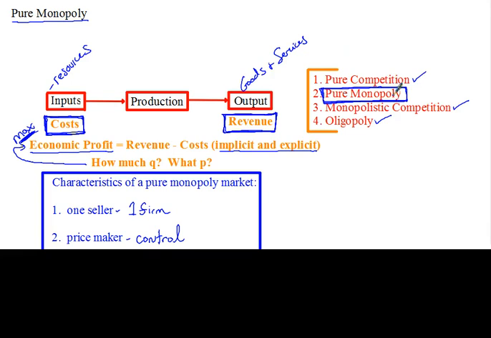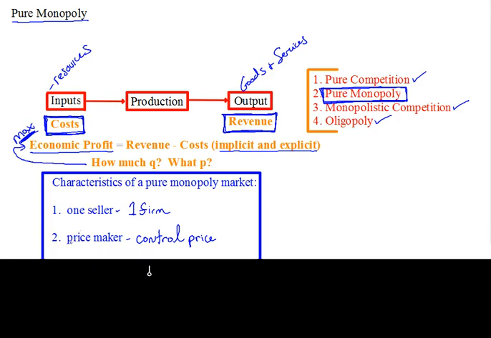So in pure monopoly, there's one firm, and they are a price maker. They control the price. And why do they control the price? Well, because they're the only one that produces the good, and they set the price where they want. And you either buy the good from them, or you just don't. You just won't have the good.